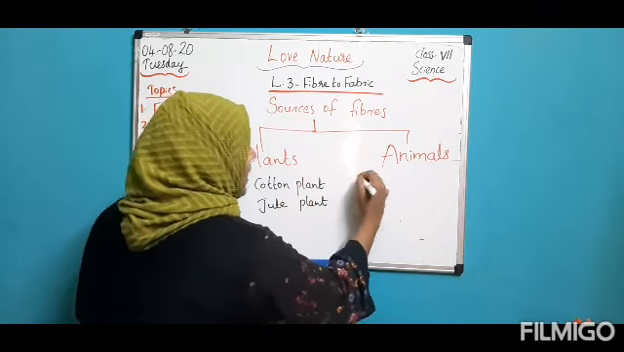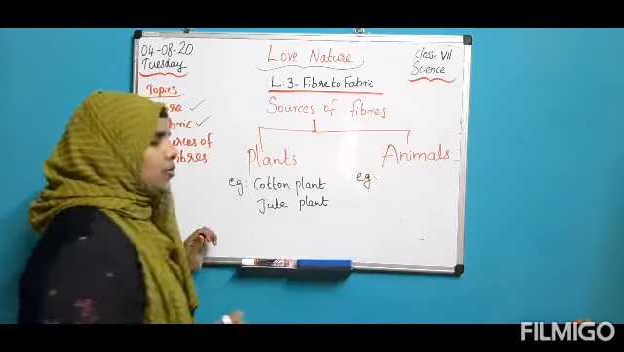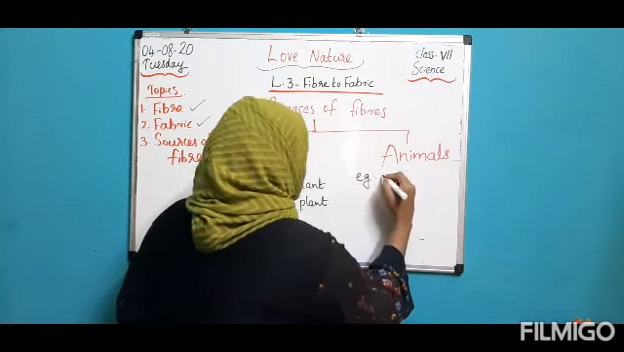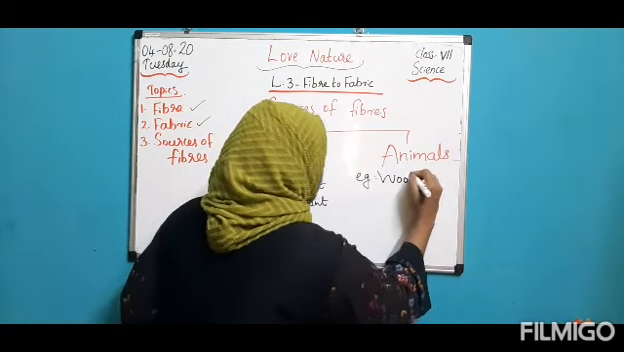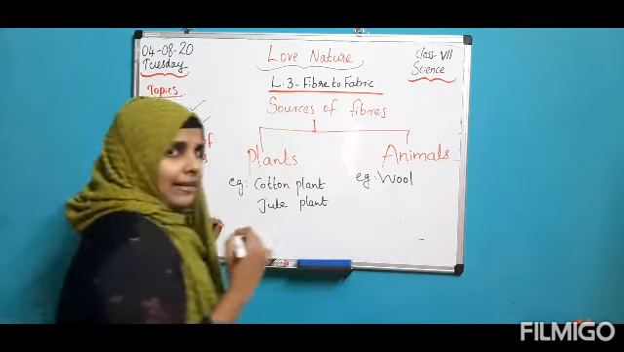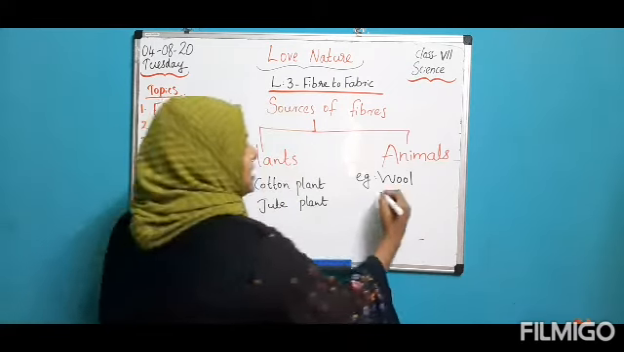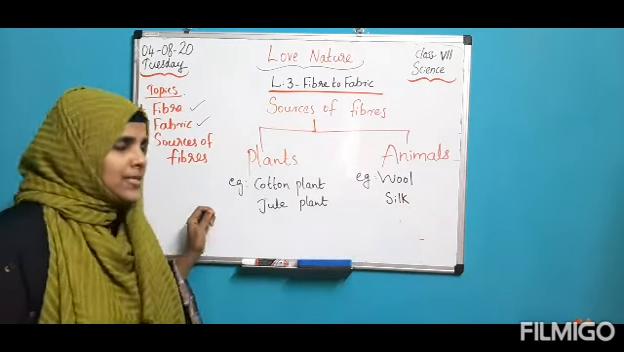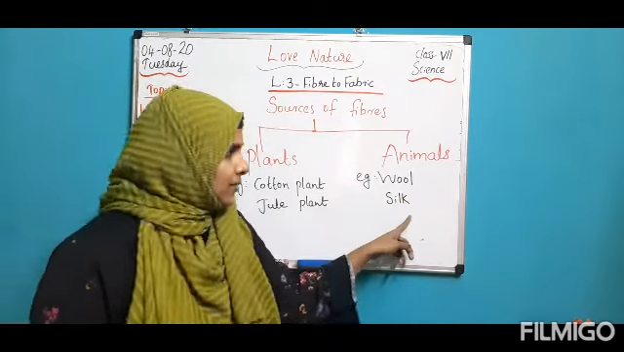Then what about animal fibers, children? Do you know what are the animal fibers? Wool from sheep. Wool is a type of fiber. Then another type of animal fiber is silk. We will get it from the silk worm.